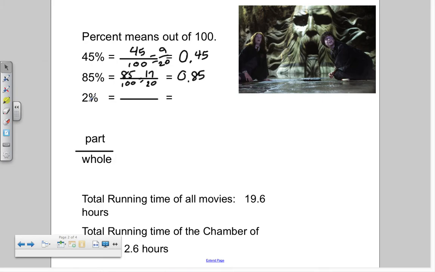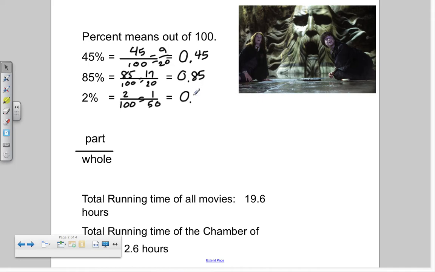If I were to jump ahead to this one, 2%, 2 out of 100, which actually would reduce to 1 out of 50. But what does that look like in decimal form? 2/100ths. Okay, well, let's be really careful.